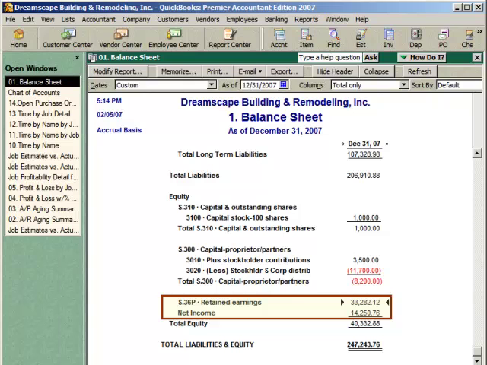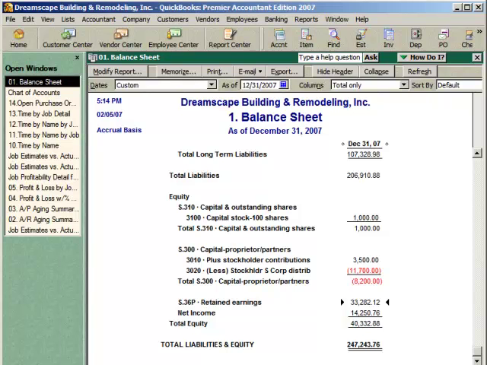Each year's profit or loss is moved into an equity account called retained earnings automatically by QuickBooks on the first day of each year for the results of the prior year. And then the retained earnings may stay in that account, or they might be distributed out to the owners or partners' accounts using journal entries.